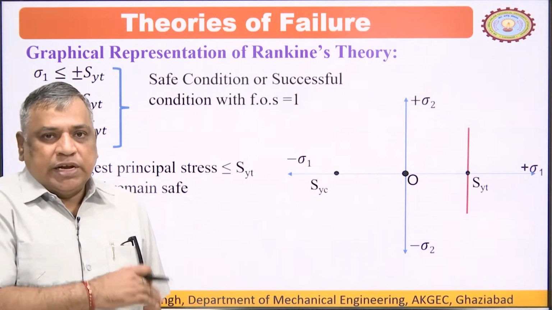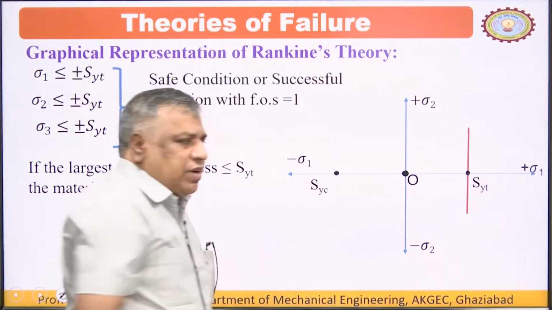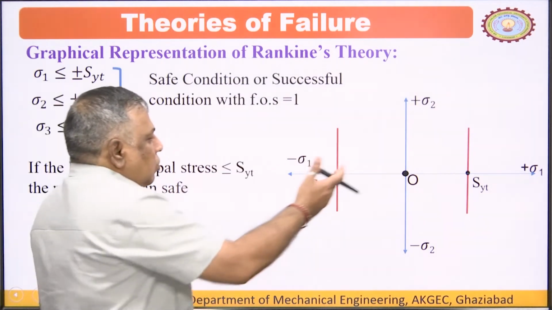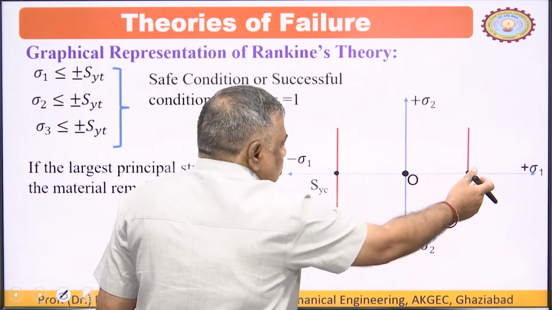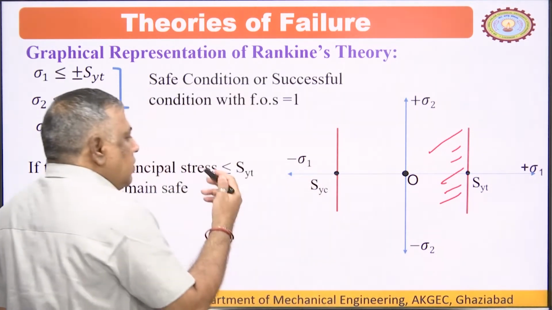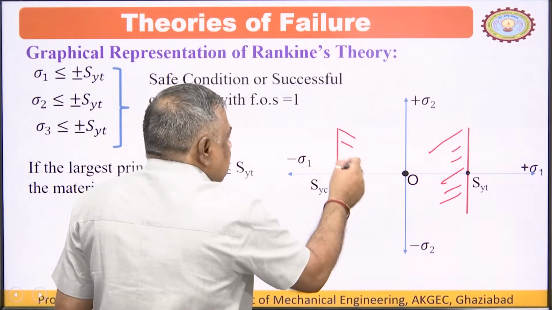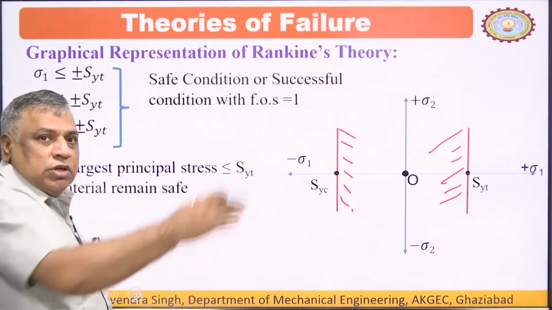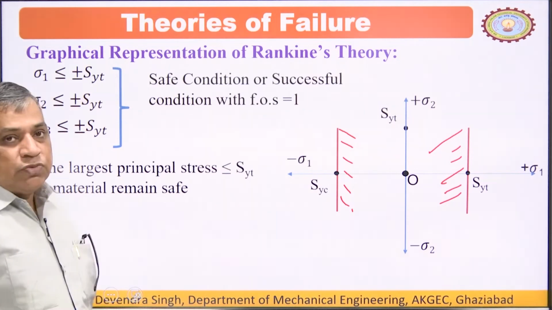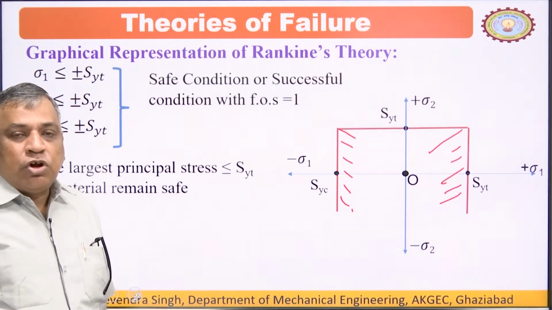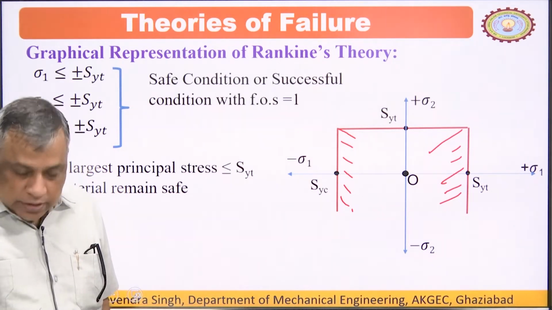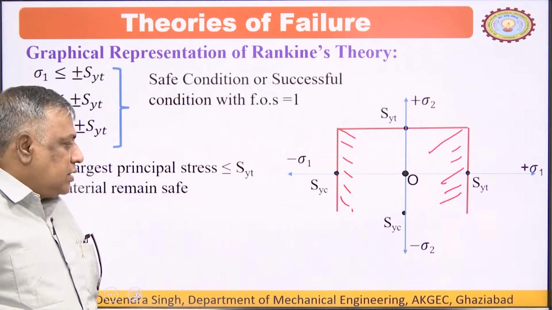The S_yc and S_yt are equal in magnitude, or may be different if the material is different, then this is the line. So, sigma 1 is less than or equal to S_yt, so this is our safe zone this side, and sigma 1 is greater than or equal to S_yc, this is the safe zone. Similarly, for positive sigma 2, S_yt, the line where the ordinate is constant is a line parallel to the abscissa, and if this is in compression, this is another line.